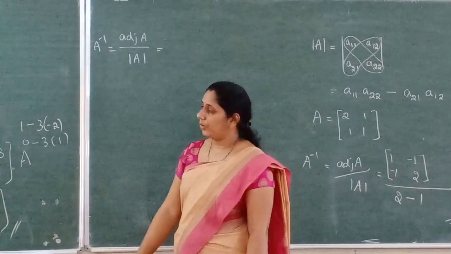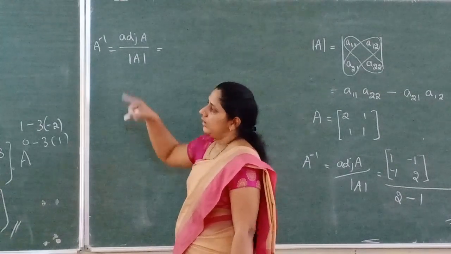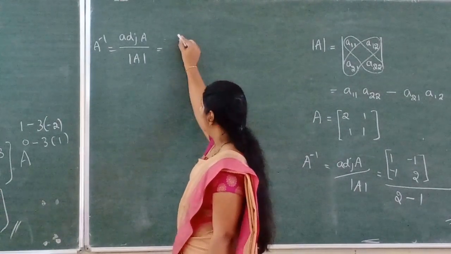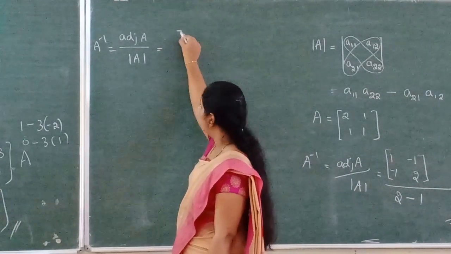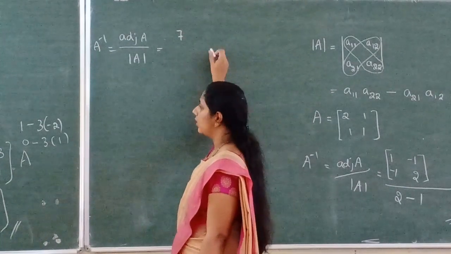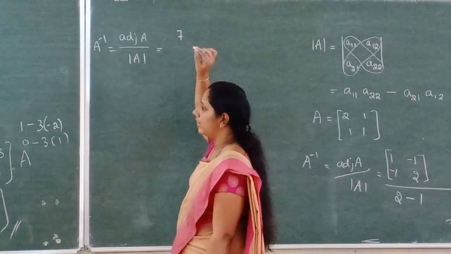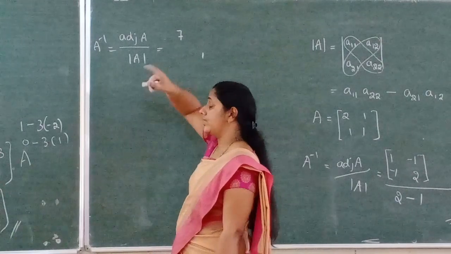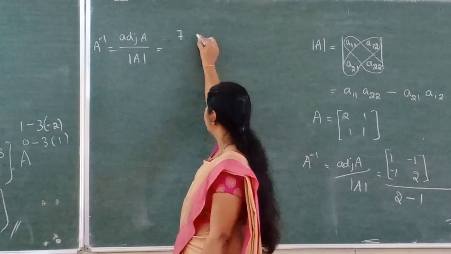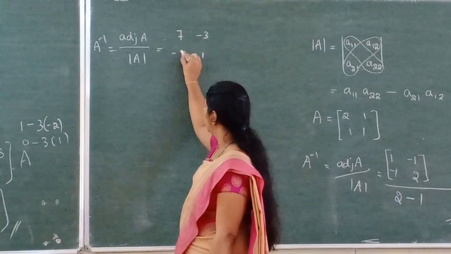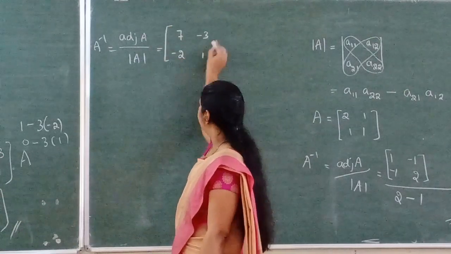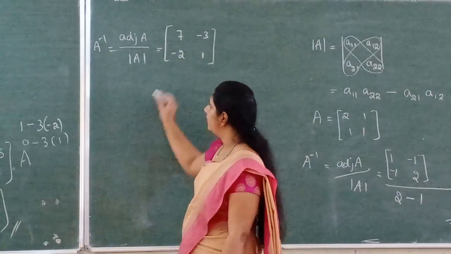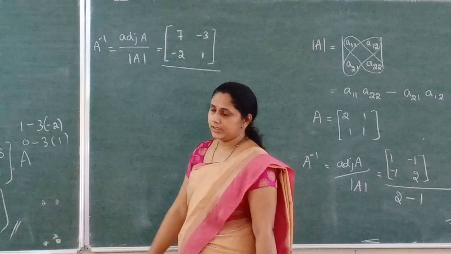So this adjoint A, you have to interchange the diagonal elements. So in the place of 1 you have to write 7, and in the place of 7 you have to write 1, and you have to change the sign of the non-diagonal elements, that is plus 3 becomes minus 3 and plus 2 becomes minus 2, divided by determinant A.